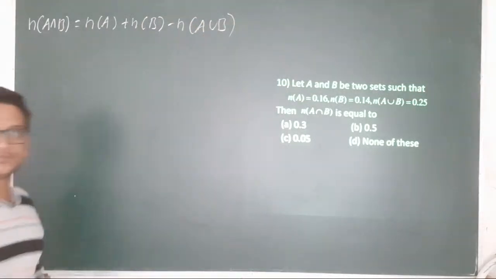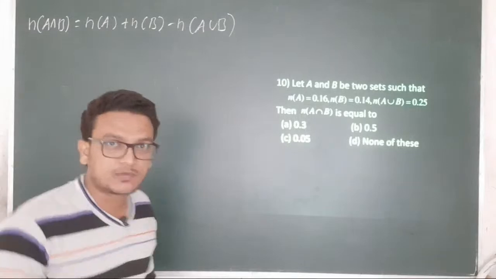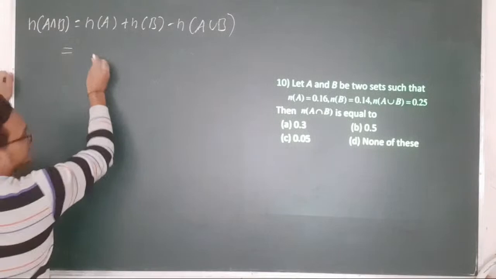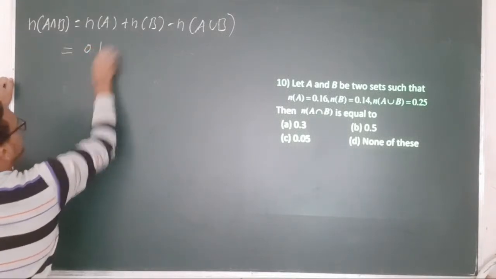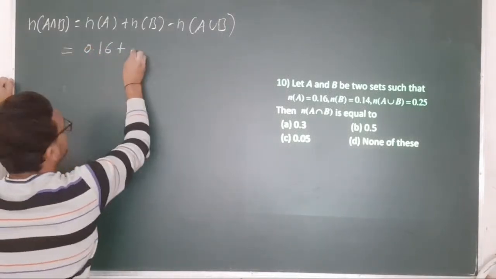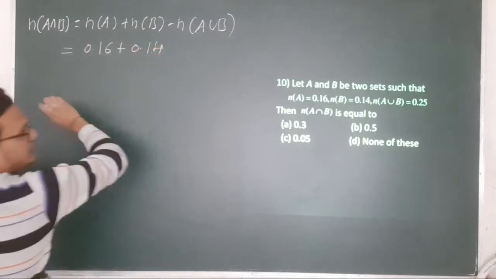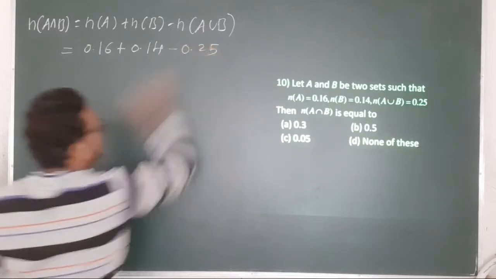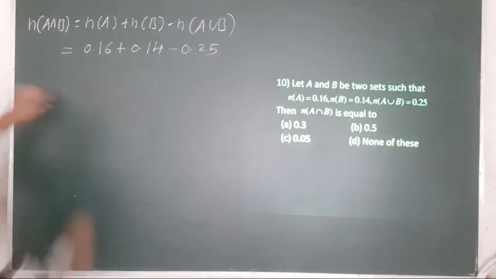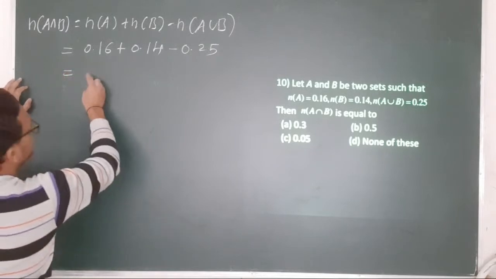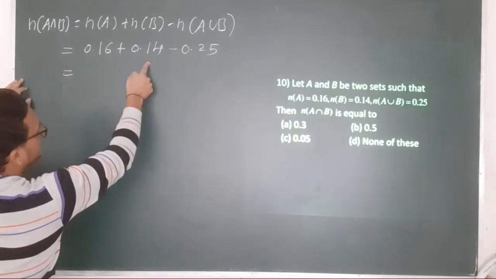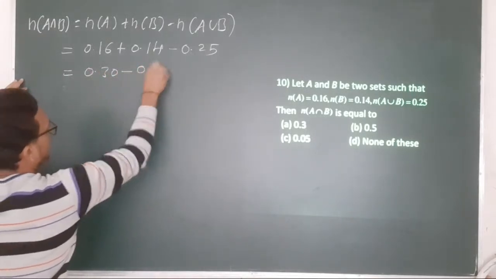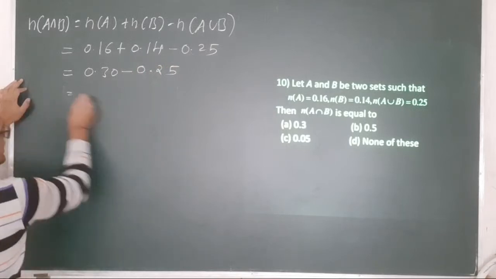This is the formula. Some of the students are giving the answer C. Let us see what we get. Put the values here. N of A is 0.16, n of B is 0.14, and minus n of A union B, which is 0.25. So you have to add and then subtract. 0.16 plus 0.14 is 0.30, minus 0.25.